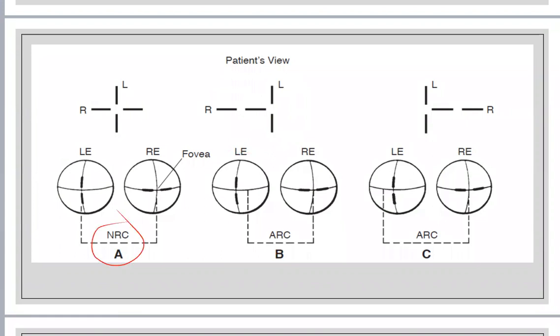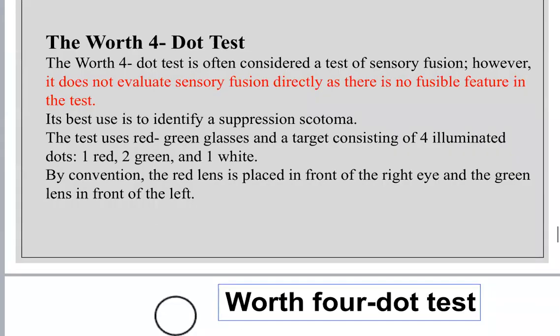Here the patient has normal retinal correspondence, as you see. Here, this patient has what? This patient has exodeviation, because here the right is on the right and the left is on the left. The direction of ARC must be opposite to that of the direction of the diplopia.